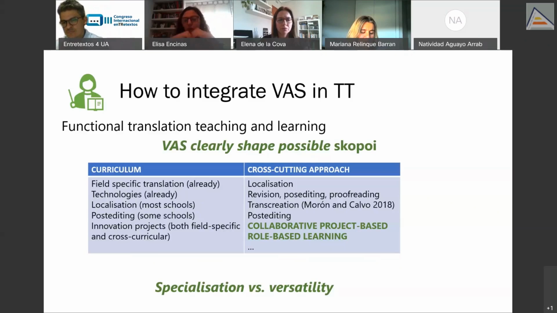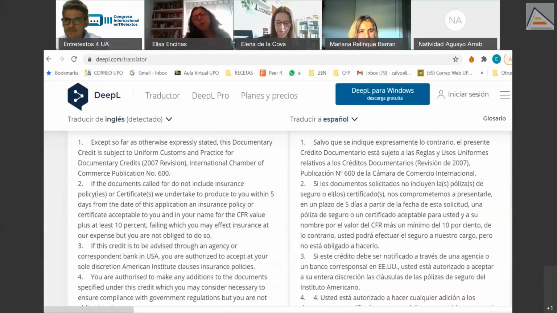So, for example, I'm going to show you a couple of examples very quickly. The way we include revision, post-editing, proofreading, transcreation in our modules. This is just an example of how we use post-editing in a legal translation module.